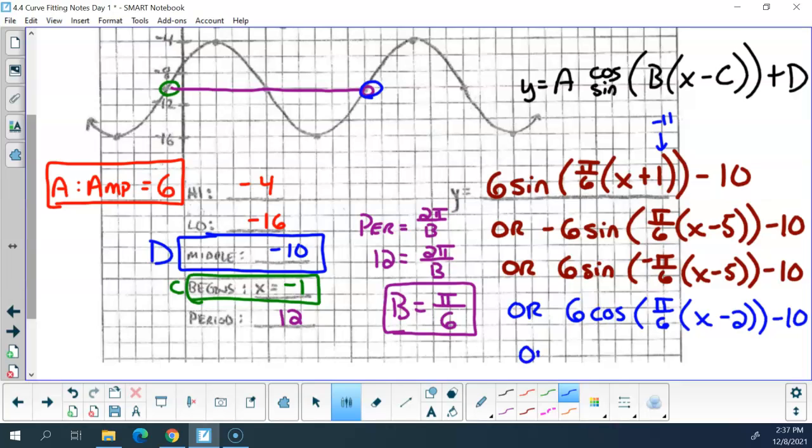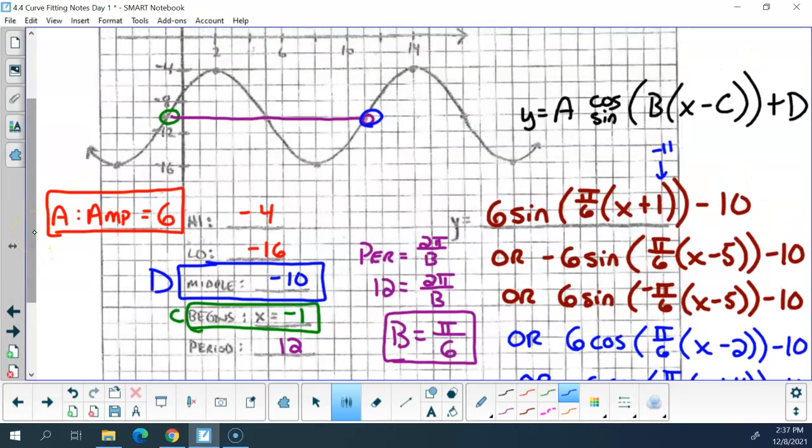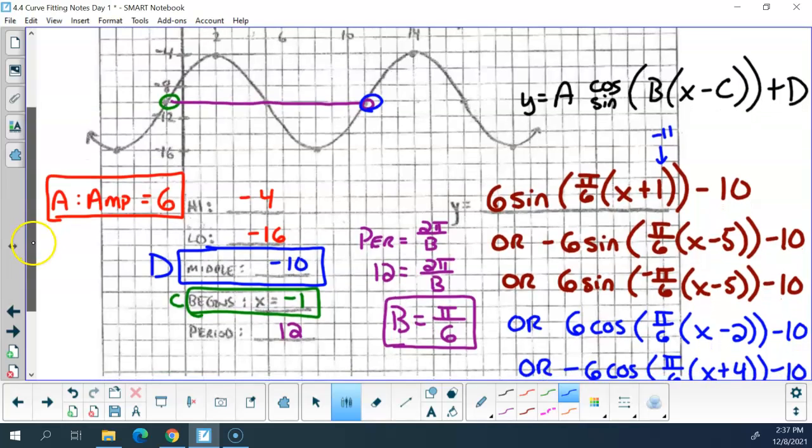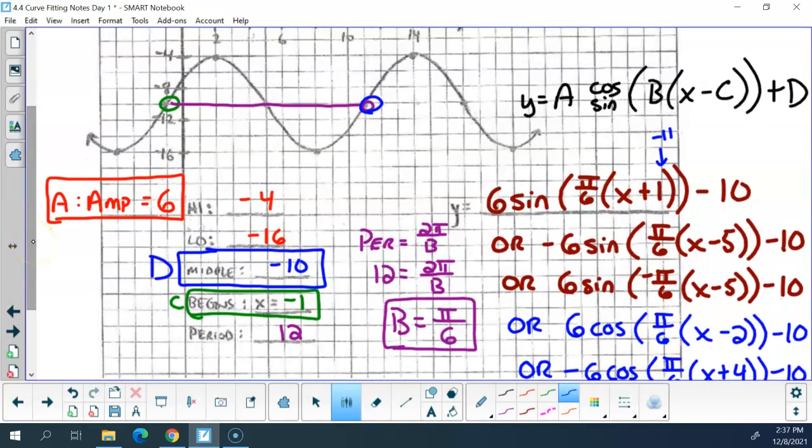Or, again, this is all on us. As you can see, there are plenty of choices here. Minus 4? Plus 4. Or plus what? Or plus 8? Yep. Got it?